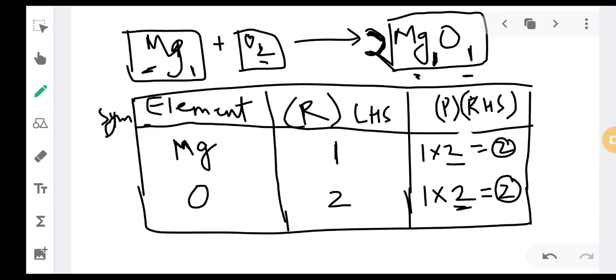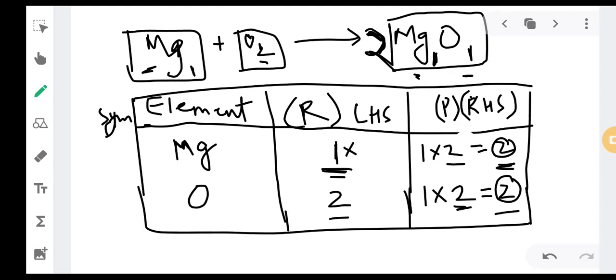So now what has happened? Oxygen is balanced. Now what has happened to magnesium? If you can see over here, magnesium has become unbalanced. Why? Because on the left hand side there is only 1 magnesium. So our basic thumb rule is what? To make a smaller number into a bigger number. So what will you do?